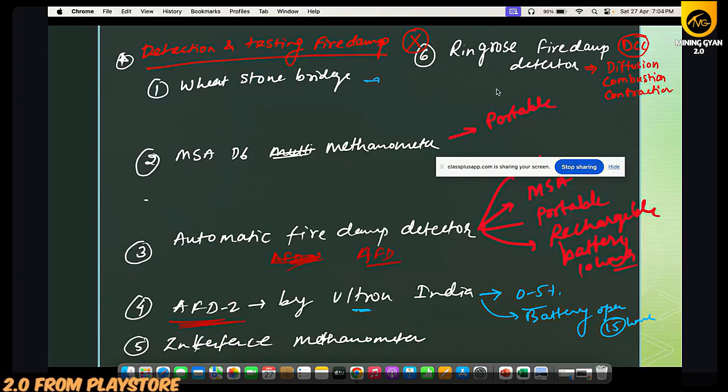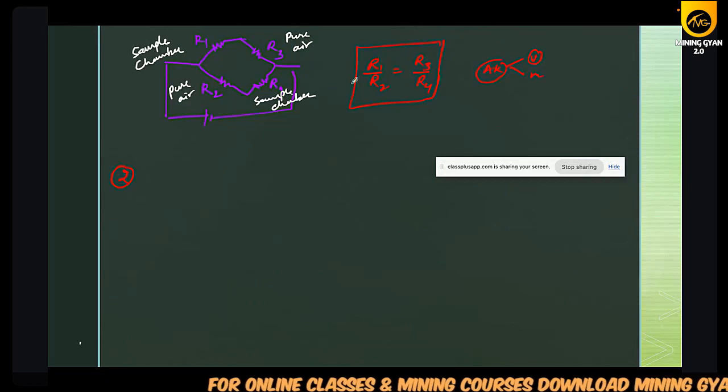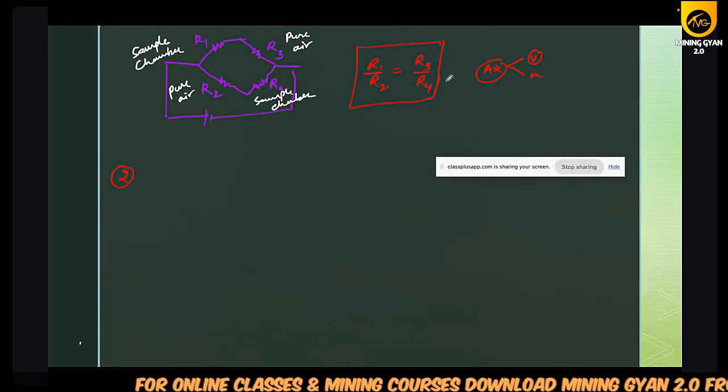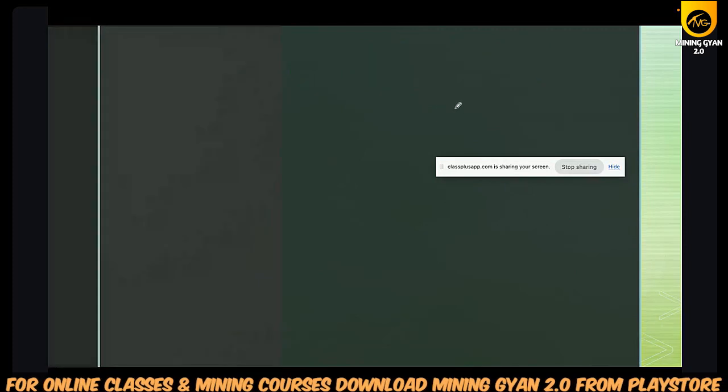And then the Rigorous firedamp detector. It is not used in our India, so we just need to recall the principle based on the Rigorous. So Rigorous is the fusion, combustion, and contraction. Then we have seen the formula of the Wheatstone bridge, where R1 by R2 equals R3 by R4. Just remember this formula. Okay, today we will start.